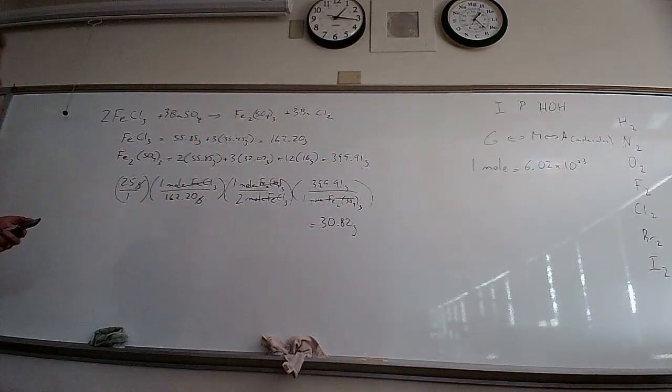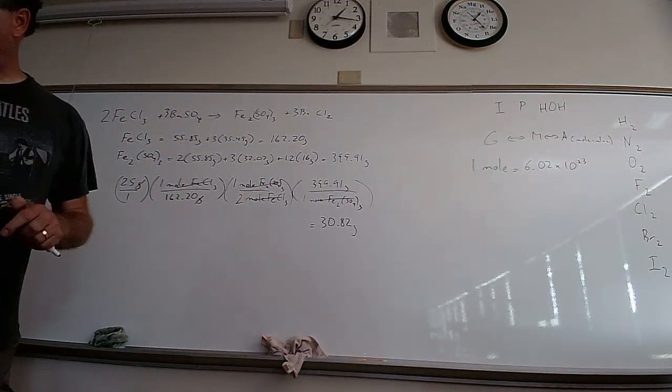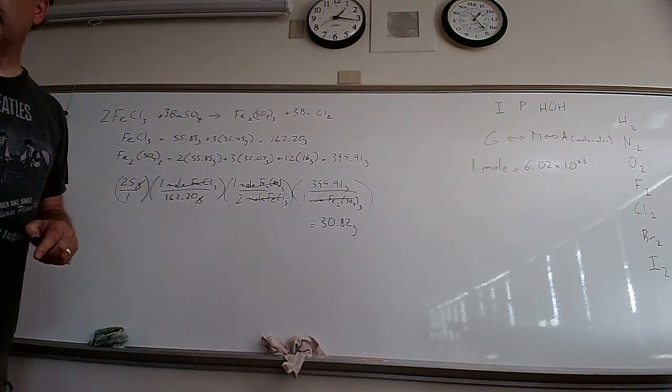All right, so I'll do that again: 25 times 399.91 divided by 162.2, divided again by 2. Yes, I'm correct. Okay, on to the last one. Given the amount of FeCl3, how much BaCl2 should you get?